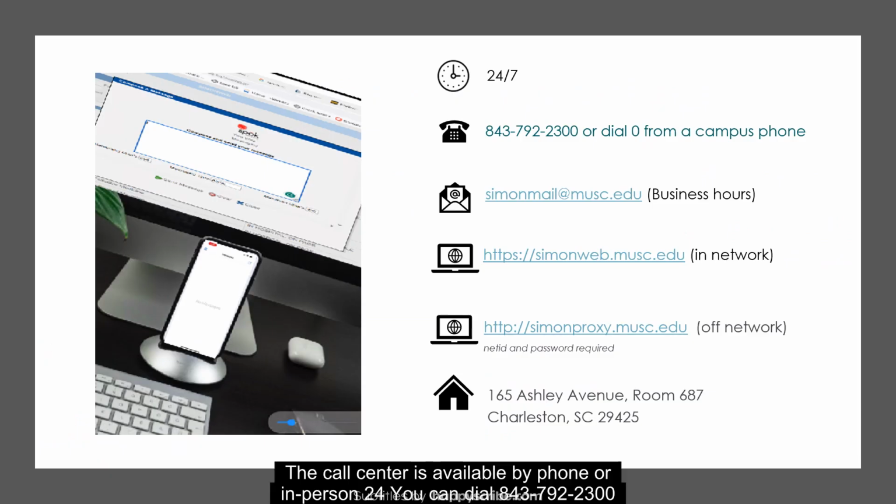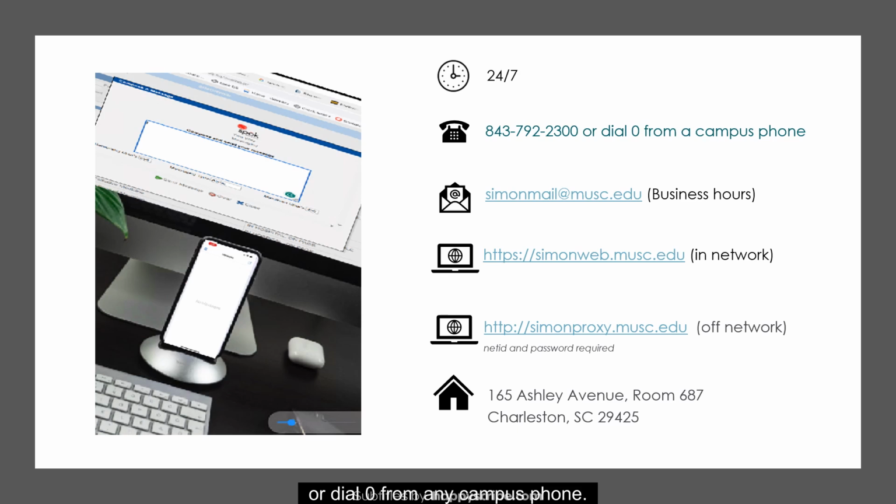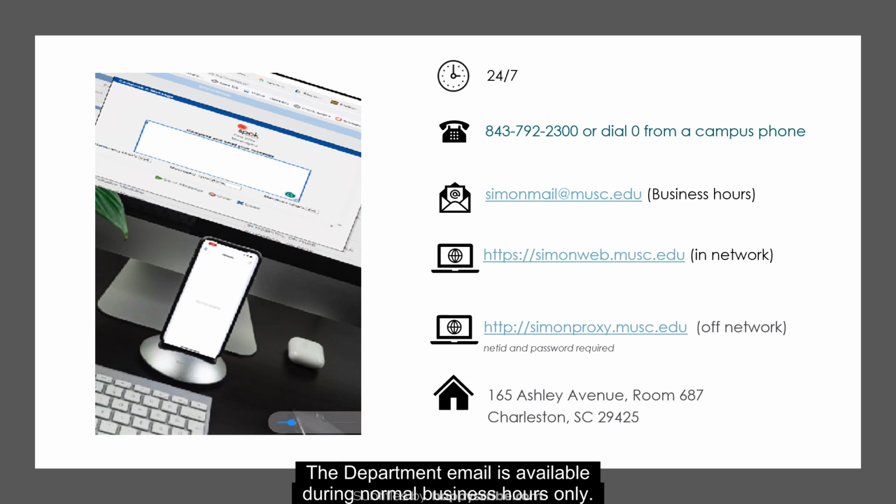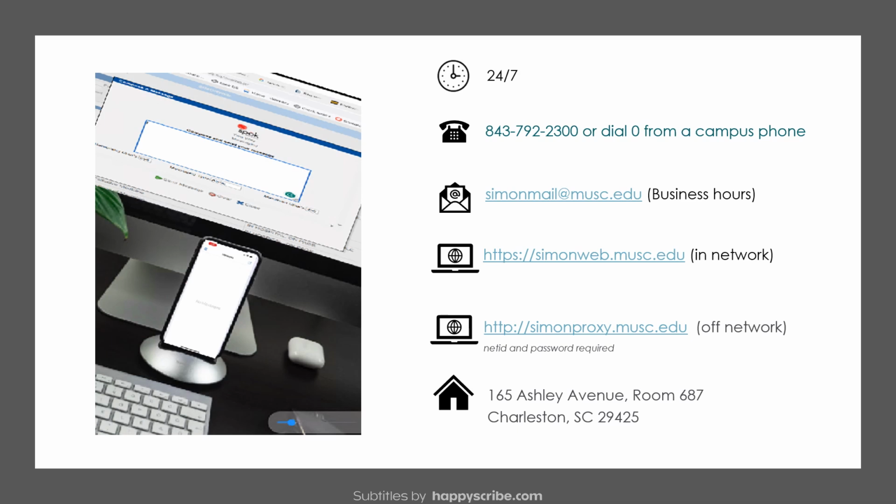The call center is available by phone or in person 24/7. You can dial 843-792-2300 or dial 0 from any campus phone. The department email is available during normal business hours only. Our website is accessible in and out of network. Please use the appropriate URL.